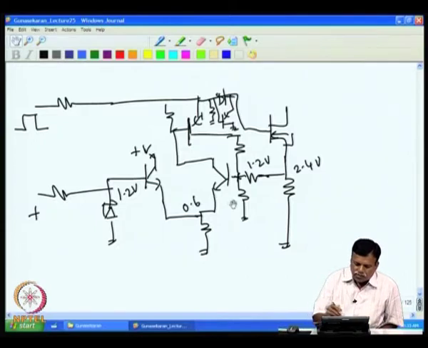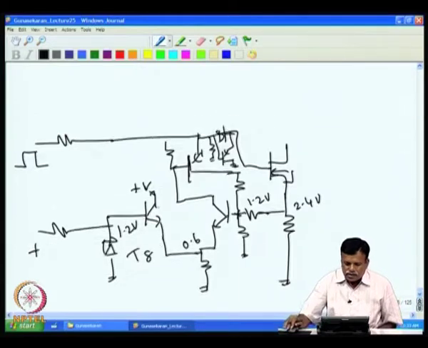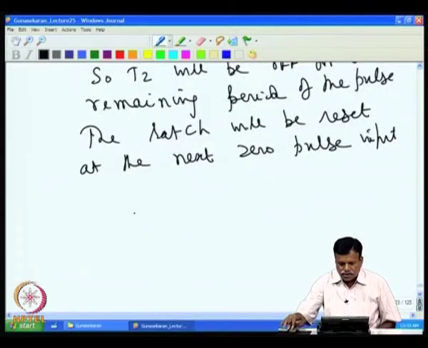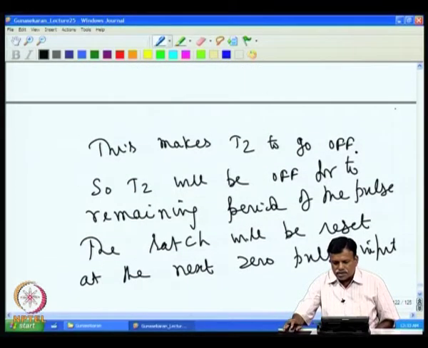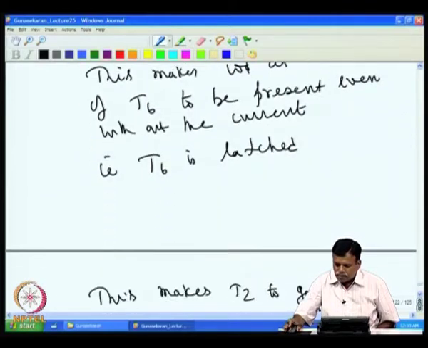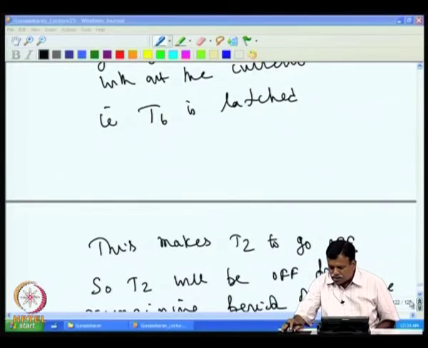So, we will call this one as T8, and then this we have named earlier as T6. So, we put this as T6.